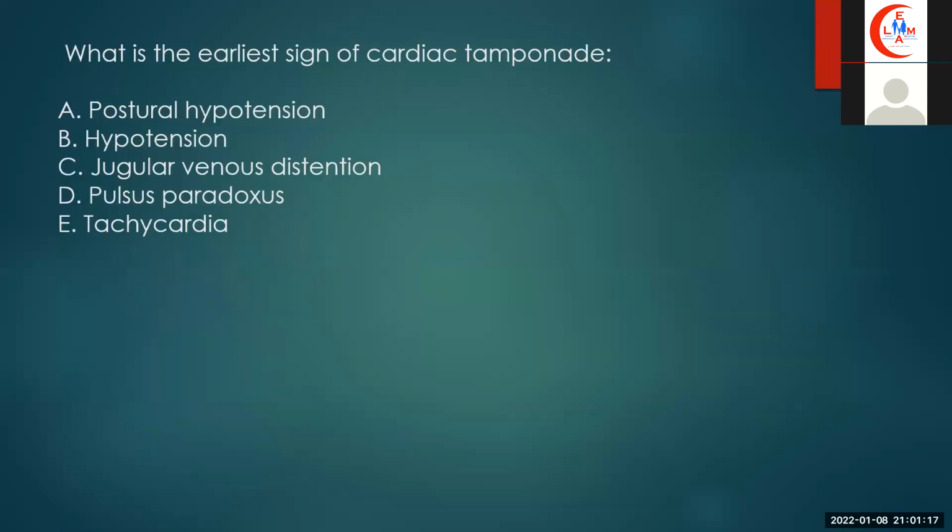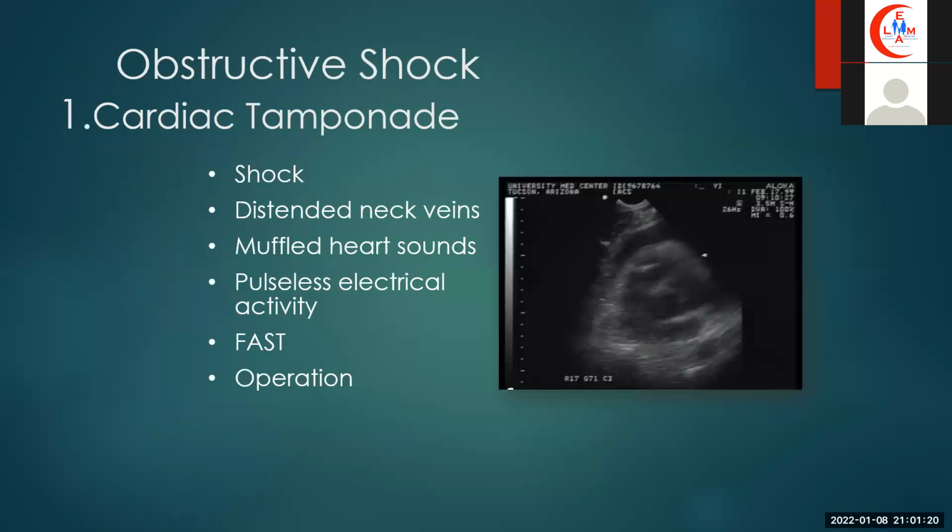Okay. Thank you. So obstructive shock, the first one is cardiac tamponade. So what is cardiac tamponade? Cardiac tamponade is accumulation of blood or another fluid in the pericardial space. It's not necessarily just blood, because cardiac tamponade can result from infection, pericarditis, neoplasm, rheumatoid arthritis. These all, if there is a huge and acute accumulation, can cause cardiac tamponade.